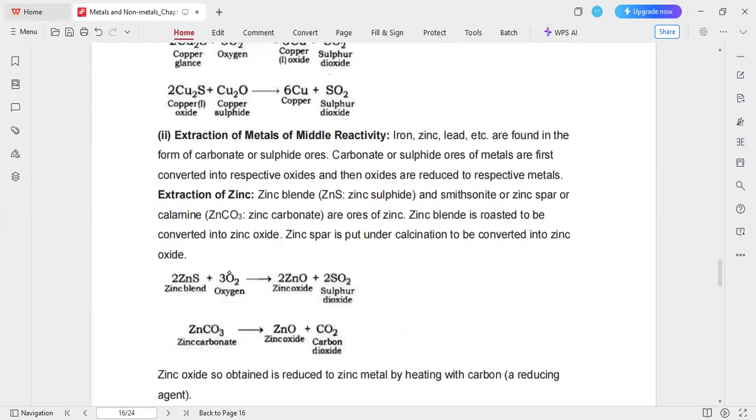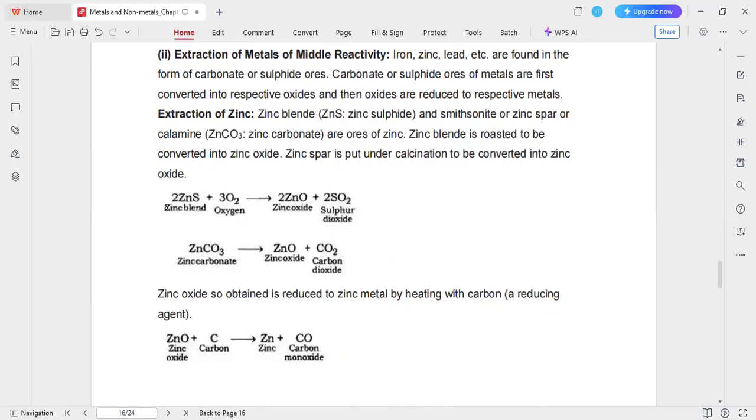Now extraction of metal with medium reactivity. They may ask you the procedure for extraction of zinc. Zinc ore is zinc sulfide, zinc blende. We do the roasting and get zinc oxide. If it is carbonate ore, we use calcination and get zinc oxide. Yes or no? Now what will happen?